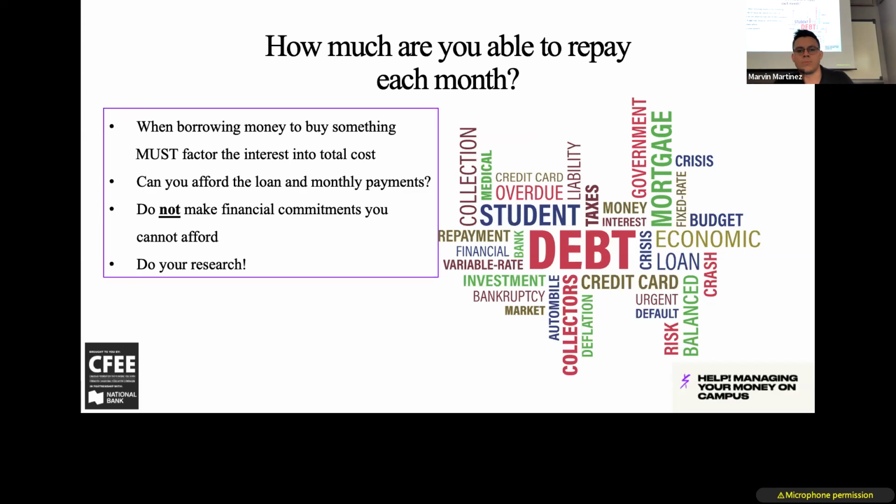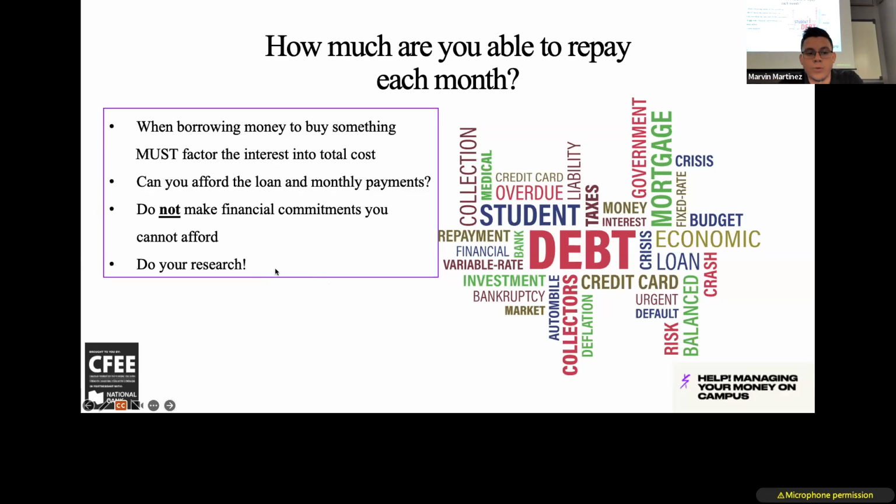So the girl had two options: buying an expensive car that she can't afford, or a regular car. I mean, it's not the prettiest, but it will get the job done, you know? So that's something you have to ask yourself. Can I afford the loan on a monthly payment? All right, so do not make financial commitments you cannot afford.